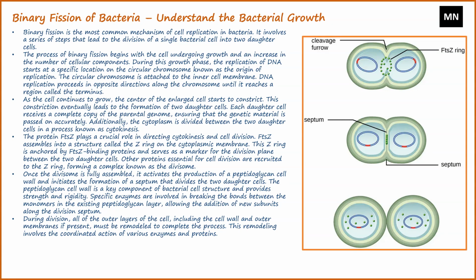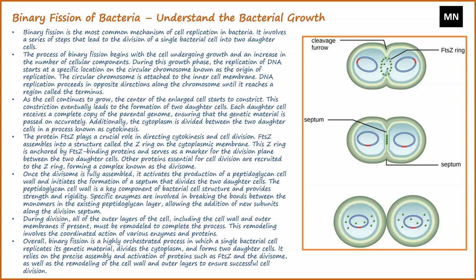During division, all of the outer layers of the cell, including the cell wall and outer membranes if present, must be remodeled to complete the process. This remodeling involves the coordinated action of various enzymes and proteins. Overall, binary fission is a highly orchestrated process in which a single bacterial cell replicates its genetic material, divides the cytoplasm, and forms two daughter cells. It relies on the precise assembly and activation of proteins such as FtsZ and the divisome, as well as the remodeling of the cell wall and outer layers to ensure successful cell division.